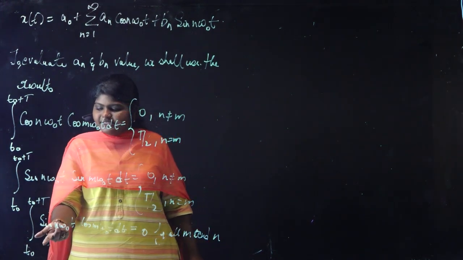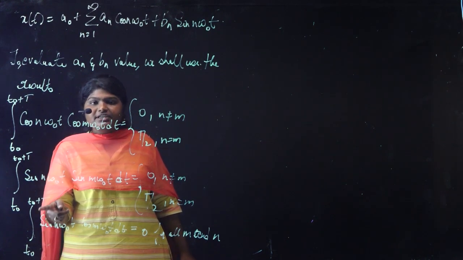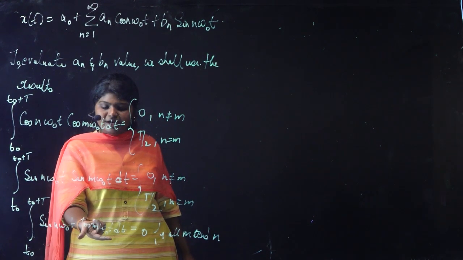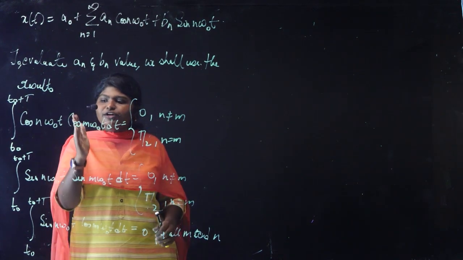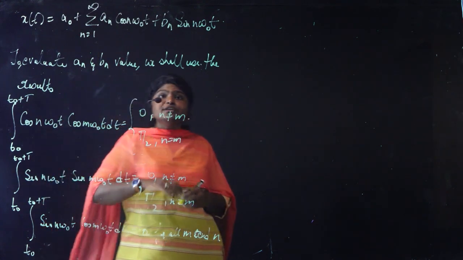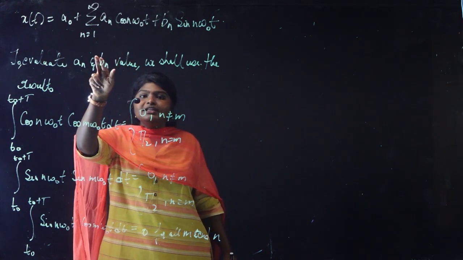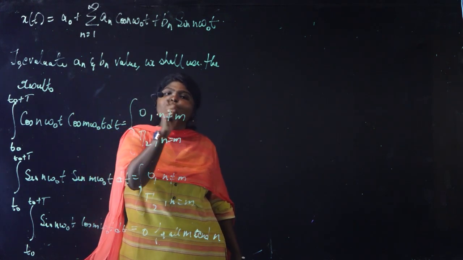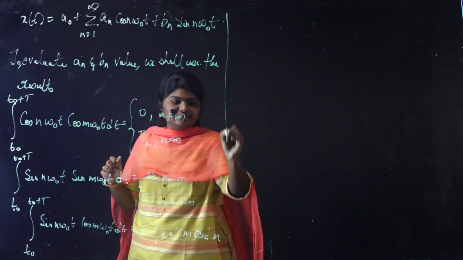And the other result we use is that, in the integration in the period T naught to T naught plus T, the term sin n omega naught t and cos m omega naught t, at any value of n and m, the value will be 0. So we are going to use these three results to evaluate An. Like in the earlier case, we will multiply x of t with cos m omega naught t and integrate over a period. We will see how it is done.